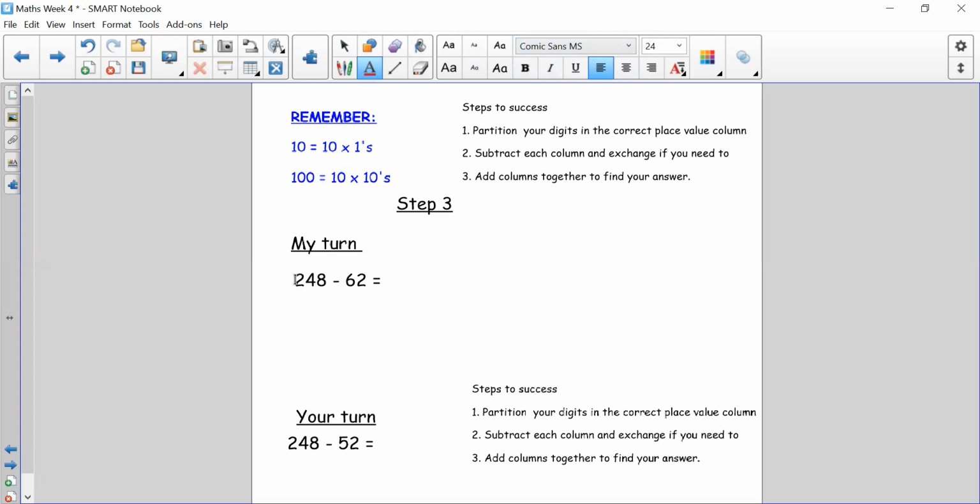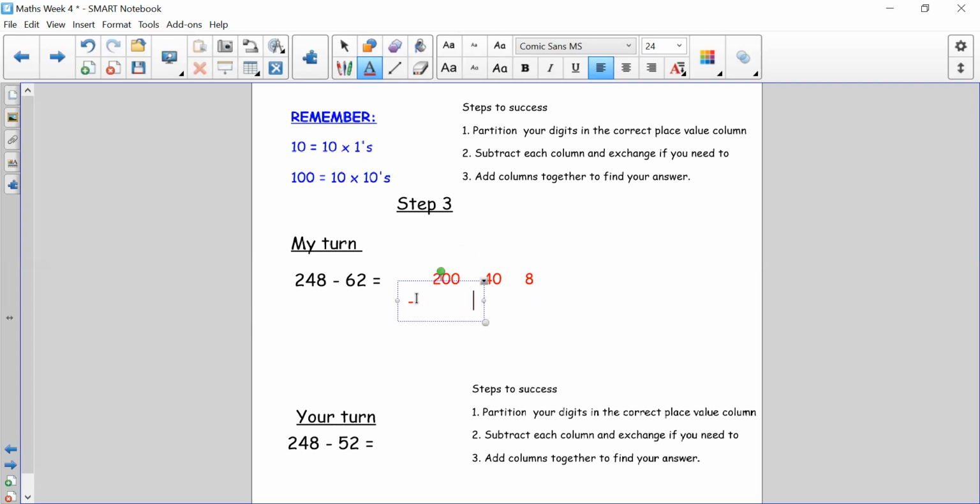Okay, so we have 248 take away 62. So my first step says I need to partition my digits. So 248, let's start with that one. We have 200, 4 10s, which is 40, and we have 8 1s. I partitioned 248. I then need to subtract 62.